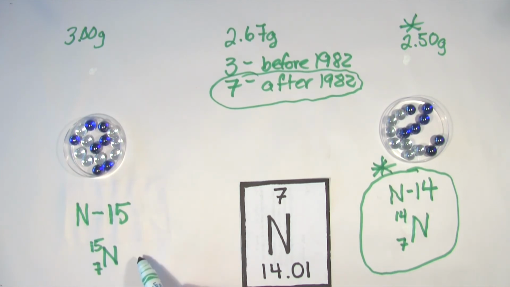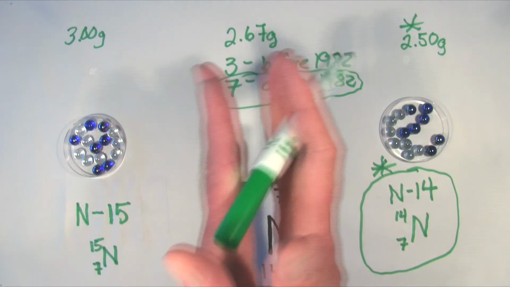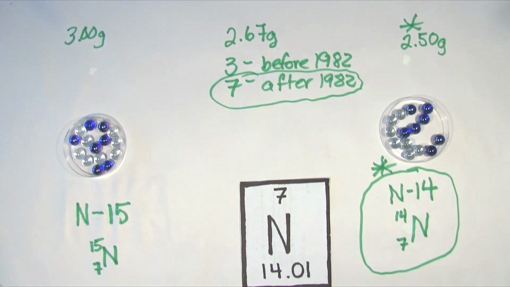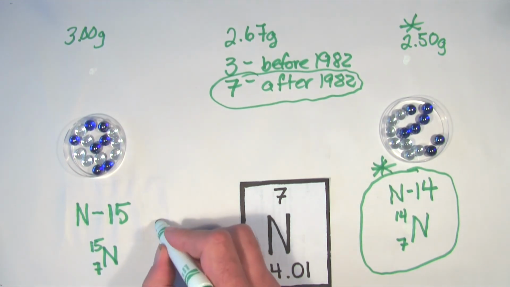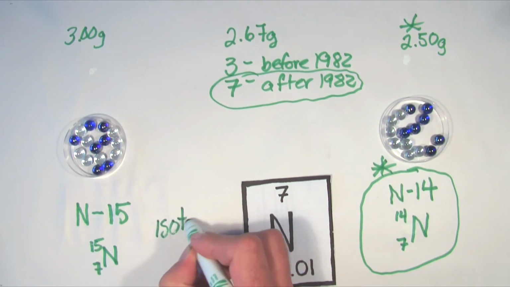The prefix iso means the same, like isosceles triangles have the same length of sides on a triangle. And isometric exercises, you're pushing together your hands or something with the same amount of force. So these are isotopes.